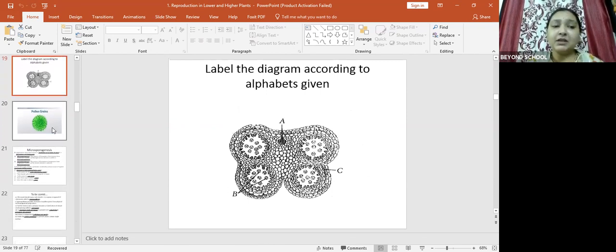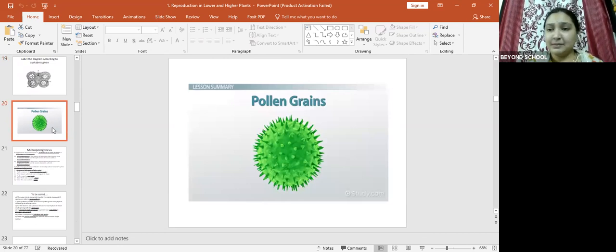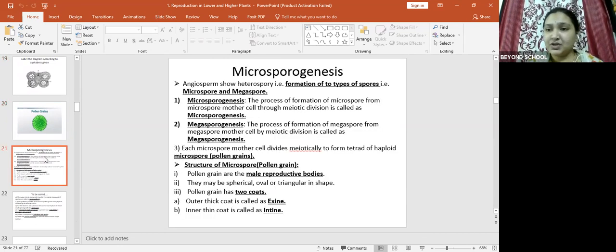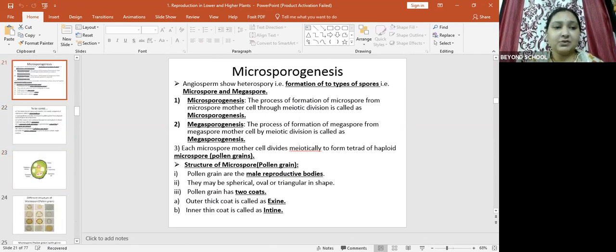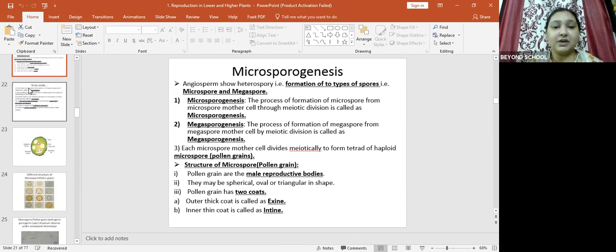Then we began with the microspore, which we called the pollen grain. In this, we studied microsporogenesis just in gist, and we also studied megasporogenesis and the structure of a microspore, right? Then we started the structure of the pollen grain, that is, the male reproductive body.